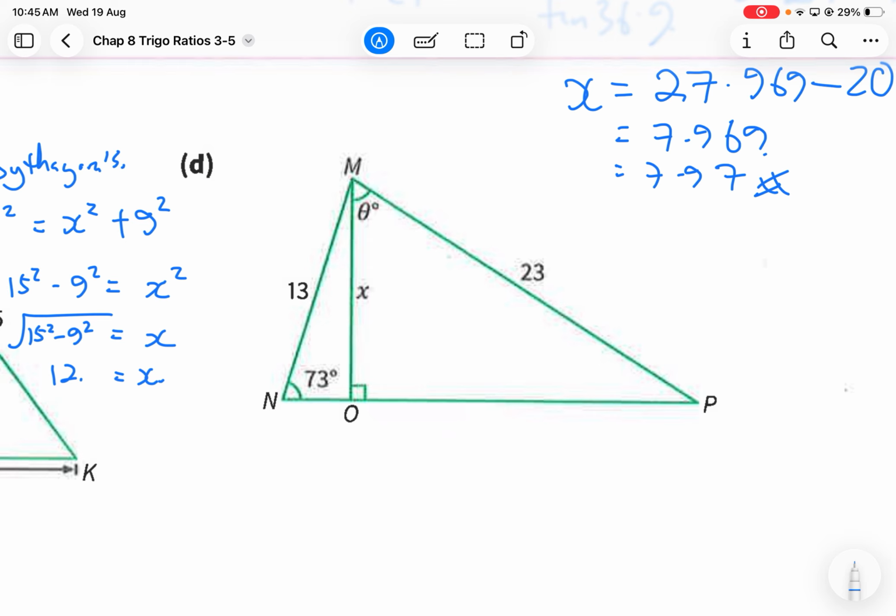Sin theta. Wrong. We want to use x and 23. So she moved, so the 23. She put 20. We are looking at angle theta now. She put 100. My x, is it still opposite? My x is now?